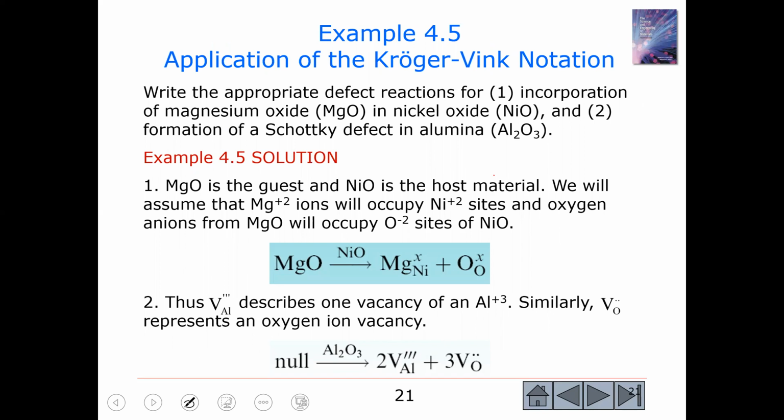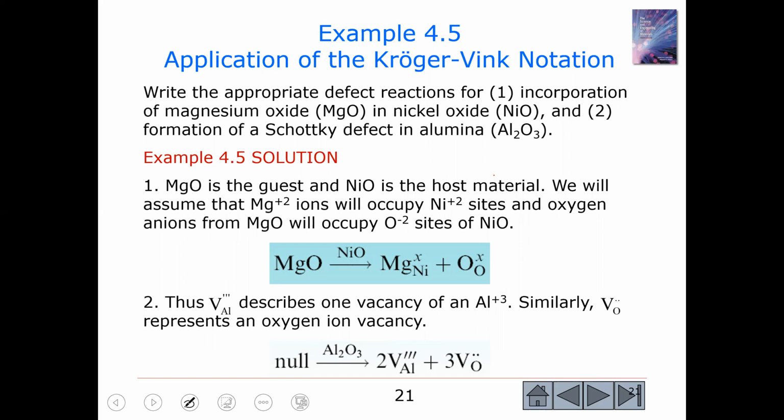So for Kruger-Vink notation, we need to keep in mind some rules, and those rules are that charge balance must be maintained, mass balance must be maintained, and crystallographic sites must be conserved. So these are the three underlying rules for Kruger-Vink notation.